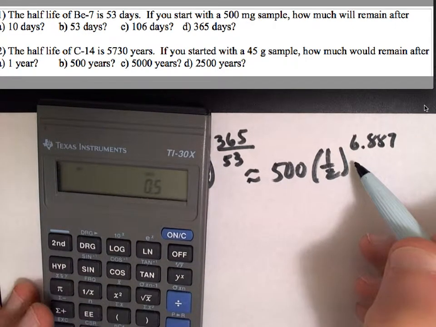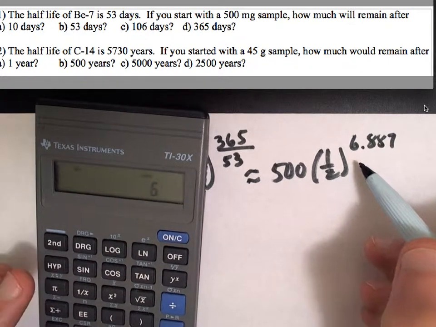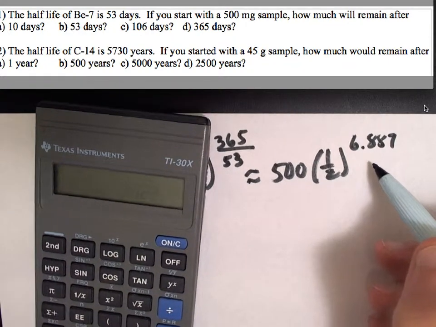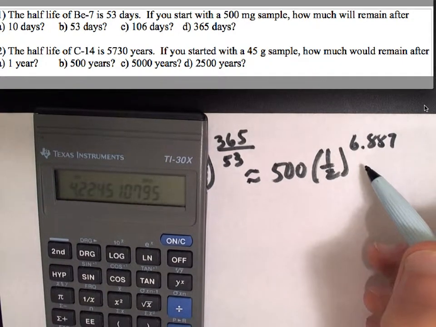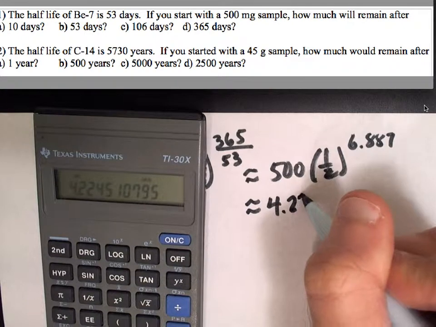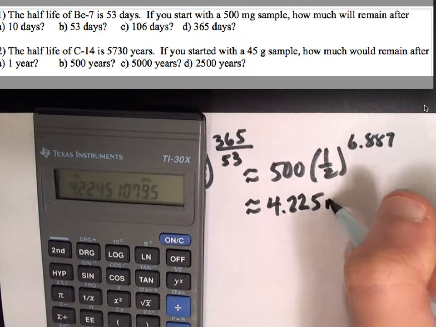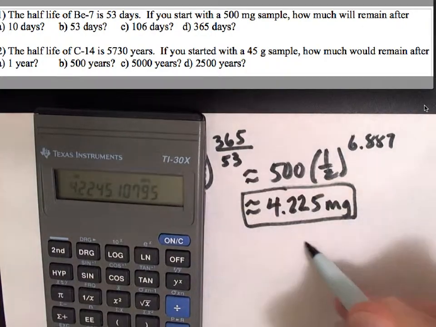Let's go and do that. 0.5 to the 6.887. Okay? And we multiply that by 500. So it's had a chance to halve itself many different times. So 4.225 milligrams remaining. So that has gone down quite a bit. It's decaying exponentially.